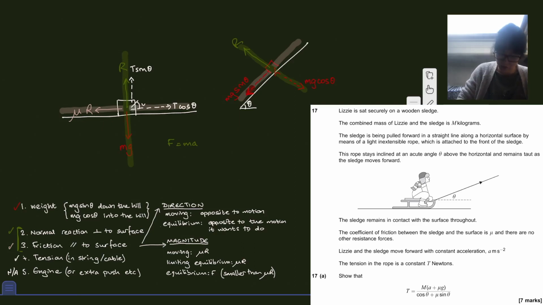So for the sake of argument, I will take this one to be positive, and I'll say anything going in that direction is going to be positive. So R is positive, T sine theta is positive. Anything going in the opposite direction is going to be negative. Equals mass times no acceleration. No acceleration for the green F equals ma. Okay, what about the pink F equals ma?